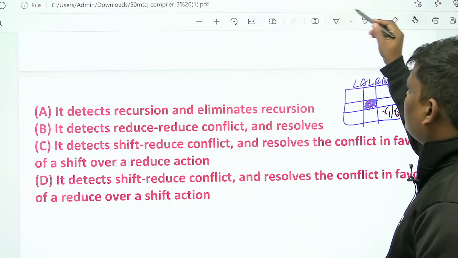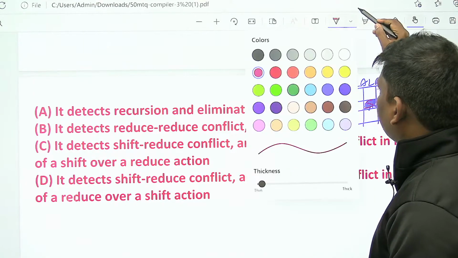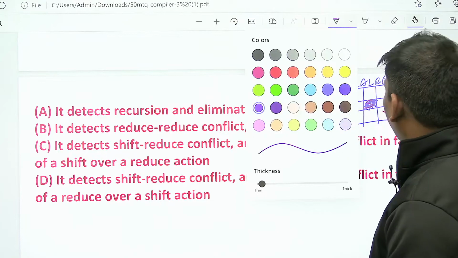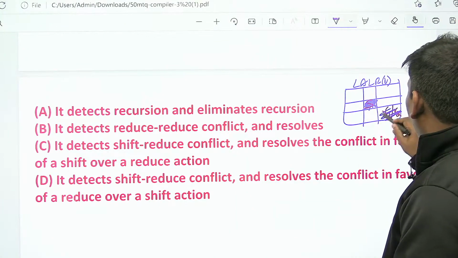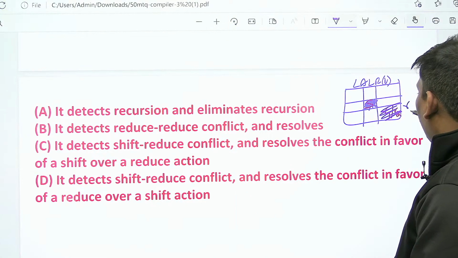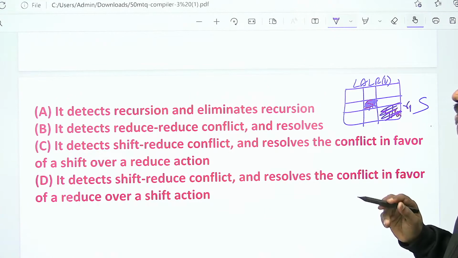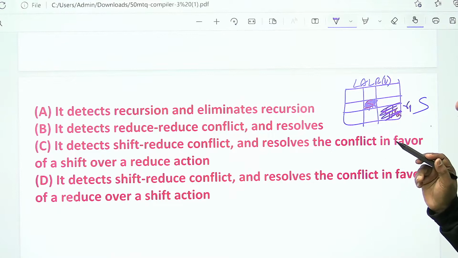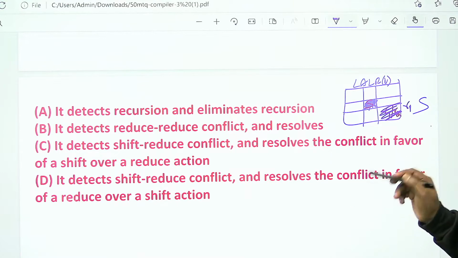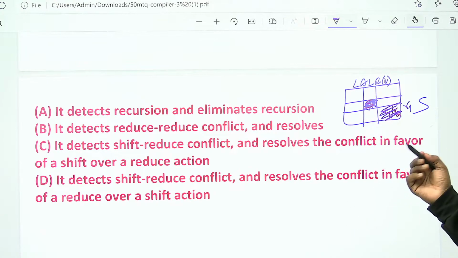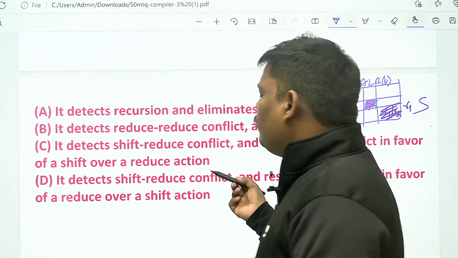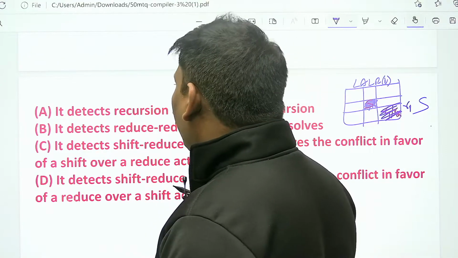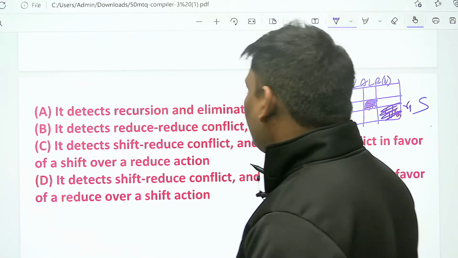What it will do is replace R1 R2 by first reduce, R1. So it will resolve. The ACT tool will create the LALR1 parsing table for the given grammar. Anywhere a conflict is there, it will resolve it. If an SR conflict is there, it will give more priority to the shift entry rather than reduce.